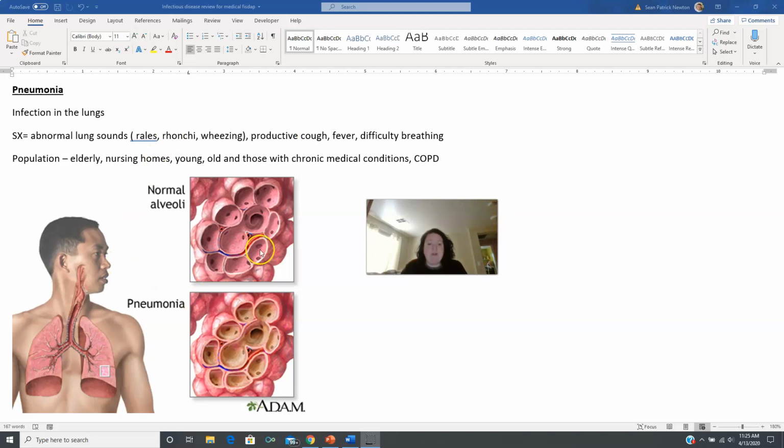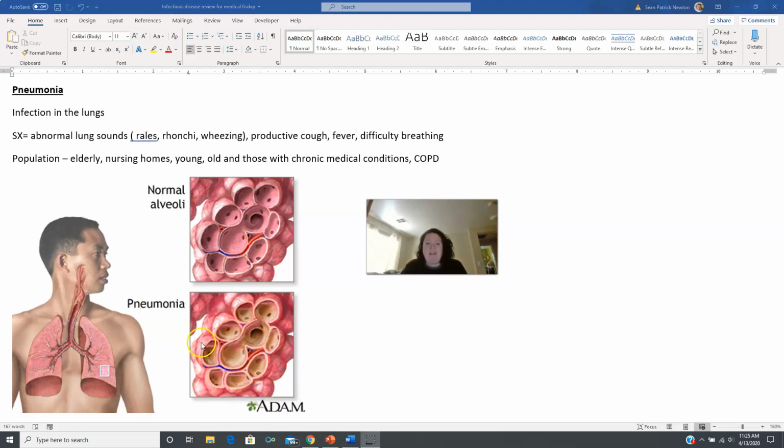So you can see here's normal alveoli. You see your blood vessels running next to the alveoli. We've got our venous where it's dropping off the carbon dioxide and picking up the oxygen. So here is our alveoli with pneumonia.